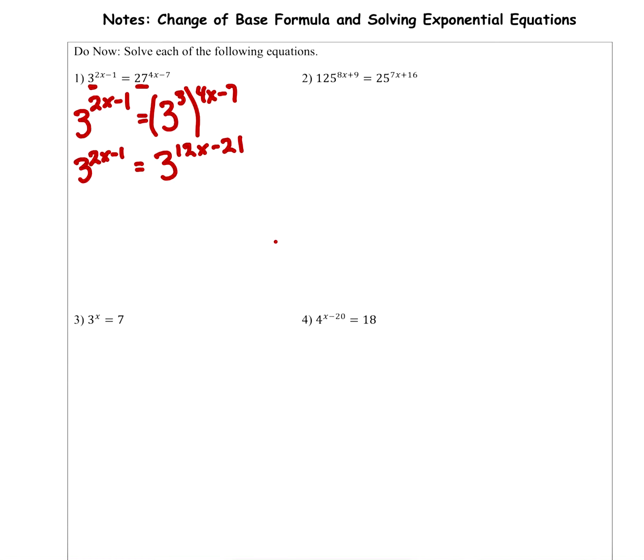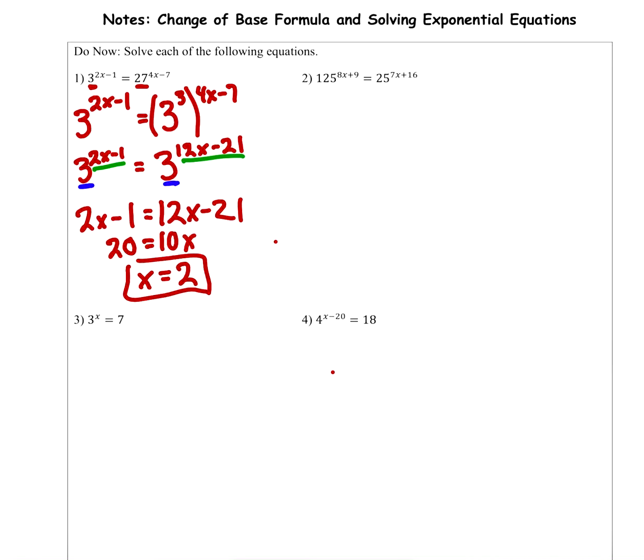So we now have the same base. We can just set their exponents equal to each other now, since we have the same base. So this would now be 2x minus 1 equals 12x minus 21. And continue to solve for x there. So I'm going to get all my x's on one side and the constants on the other. So it would be 20 equals 10x. Divide by 10 on both sides. You're going to get x equal to 2.